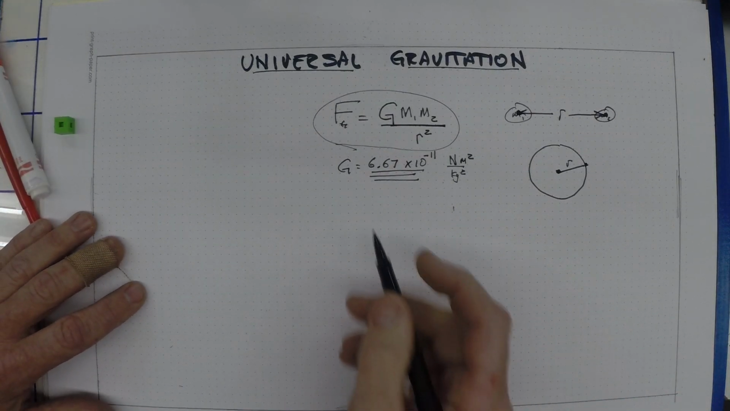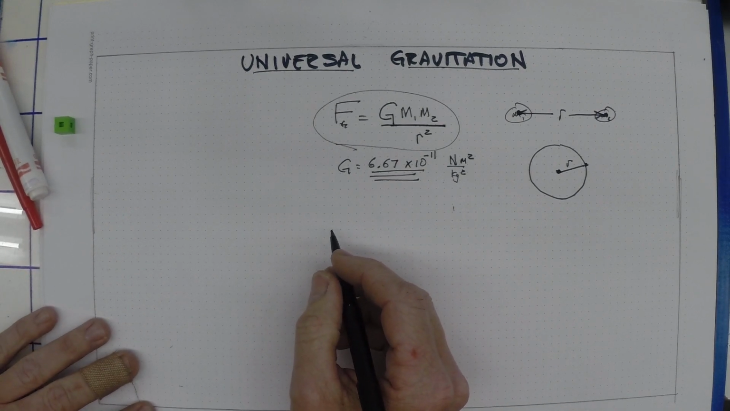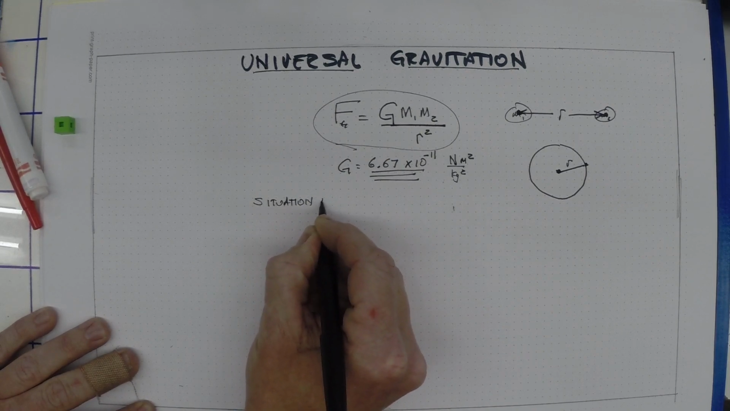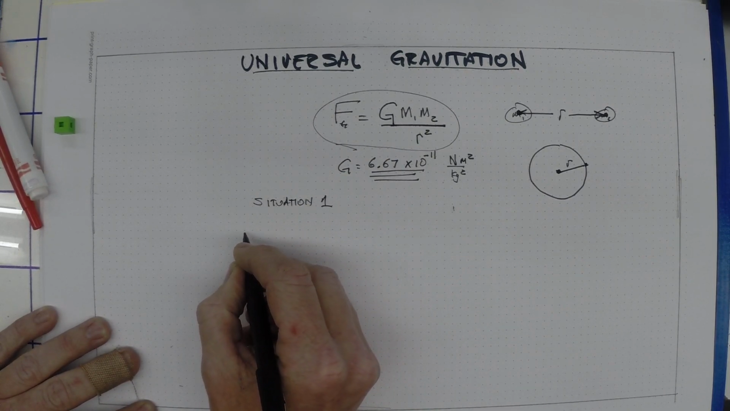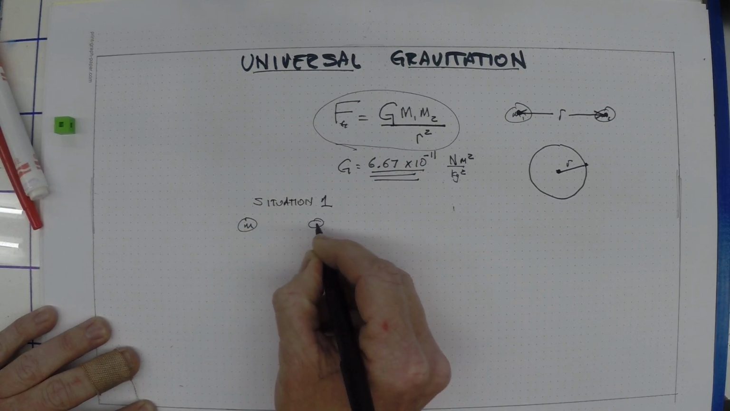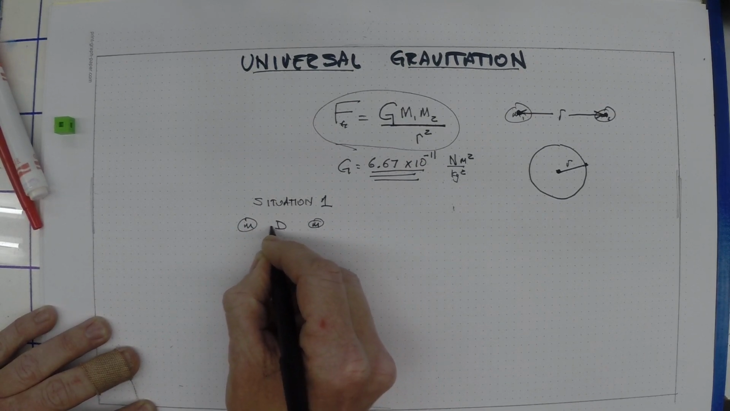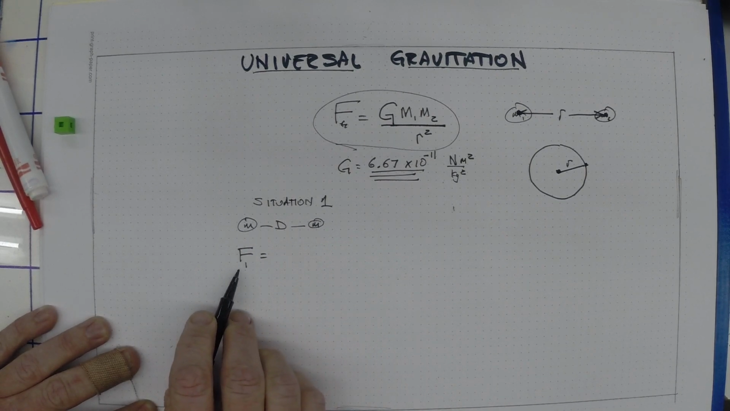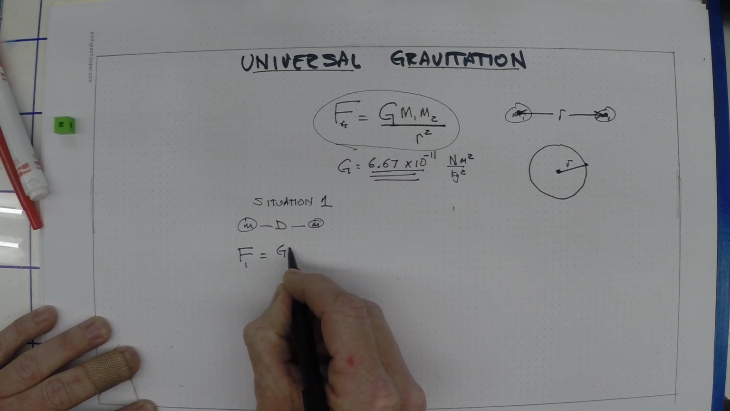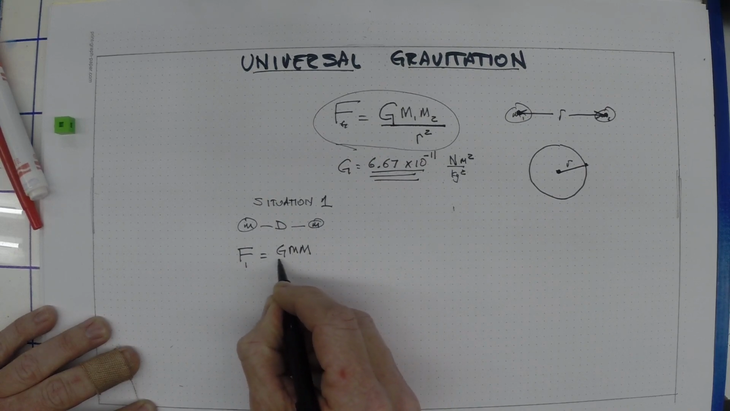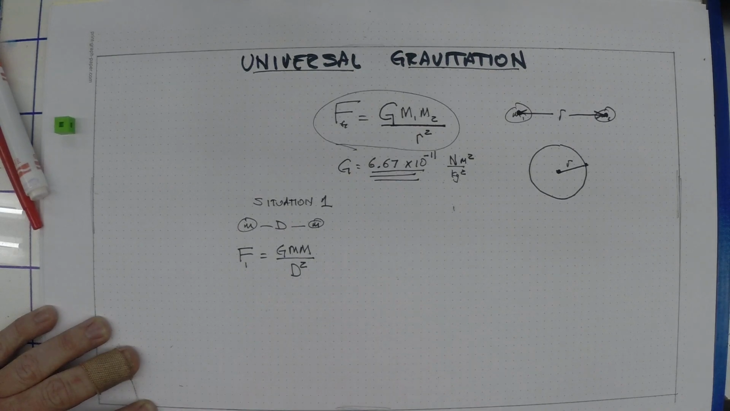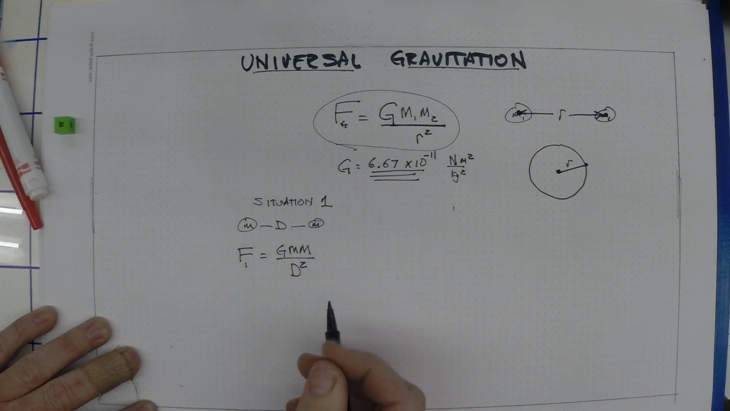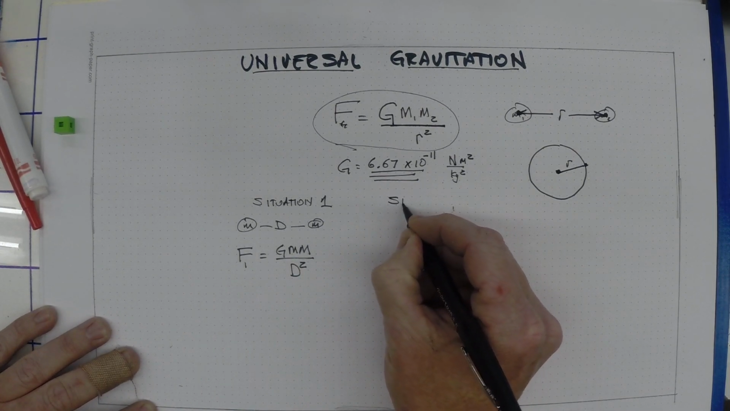So, let's do it right here. We have two situations. Situation 1 was both objects were m, and they were separated by a distance of d, and so the force of gravity between them, we'll call F1, was capital G m times m over d squared. No big deal. Check.